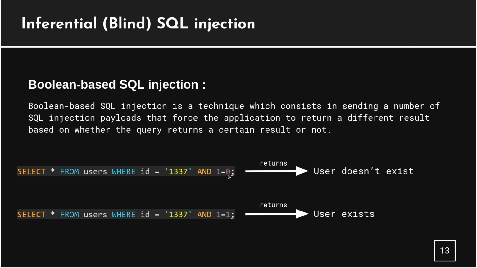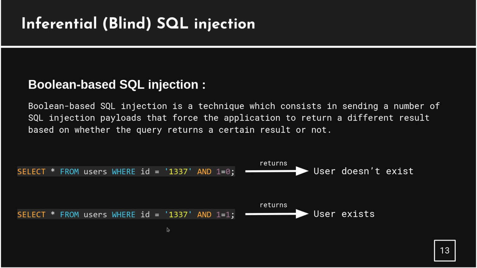and 1 is equal to 0. Obviously, 1 is always not equal to 0, so the where clause is always false. That makes sense because here we are using and instead of or like before. So because of this wrong condition here, it should always return false. And effectively, the application returns that the user doesn't exist, which should make sense.